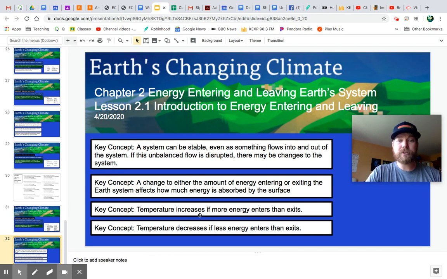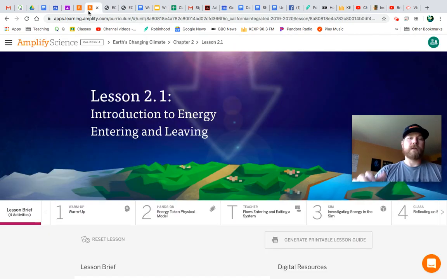Next key concept, temperature increases if more energy enters than exits. And the last one, temperature decreases if less energy enters than exits. Let's go to the lesson right here, 2.1.